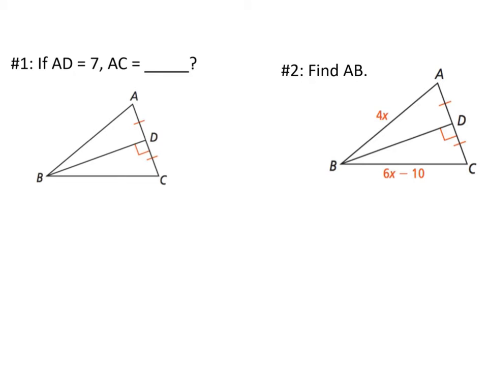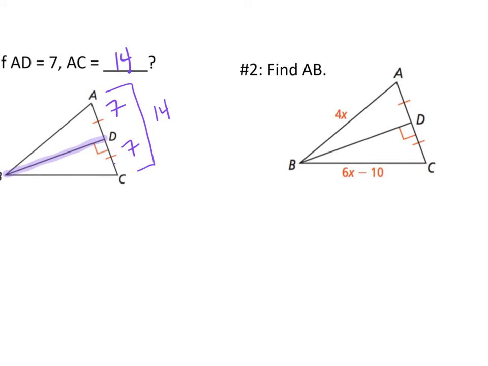Okay, so let's look at just a couple quick examples of this. This first one is quick. This is a perpendicular bisector here because we see the right angle and we see those two congruent tick marks. So if AD is 7, right, that makes DC 7. So AC, the whole thing, would have to be 14. Okay, again, that's because we know that those two pieces are congruent, so they have to be the same length.